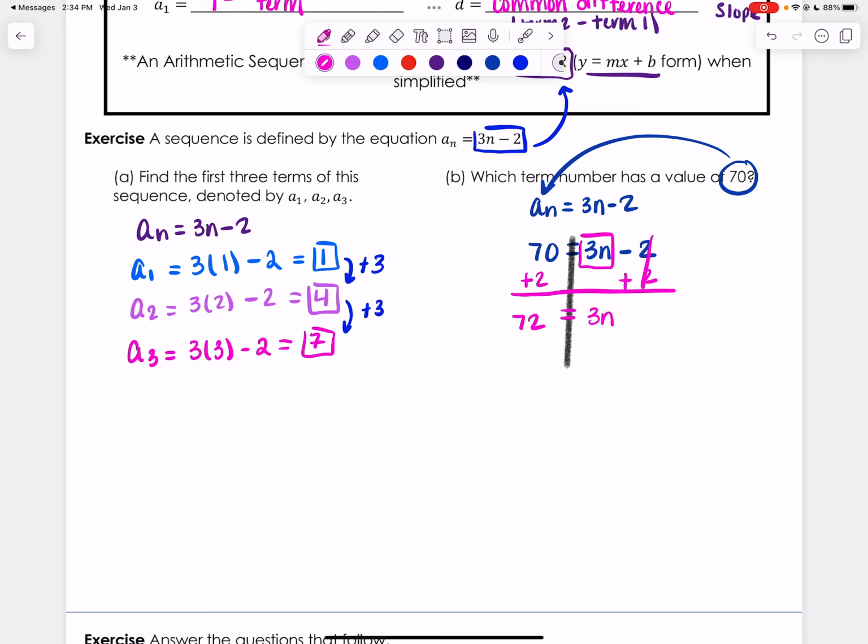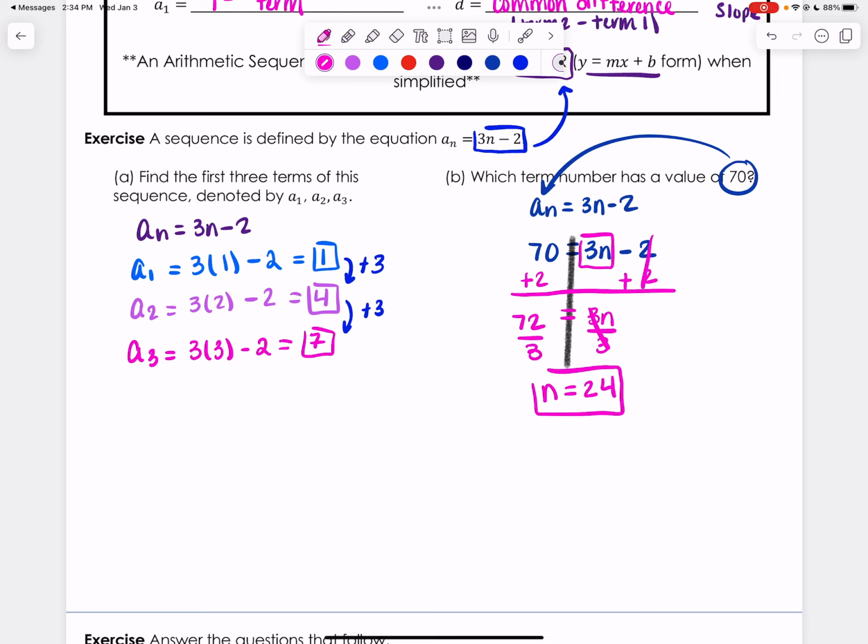And then I can ask myself, okay, so now how do I get rid of that 3? Well, I just divide. So I divide by 3, divide by 3. And then I get n is equal to 24. So we're basically saying that the 24th term would have a value of 70.